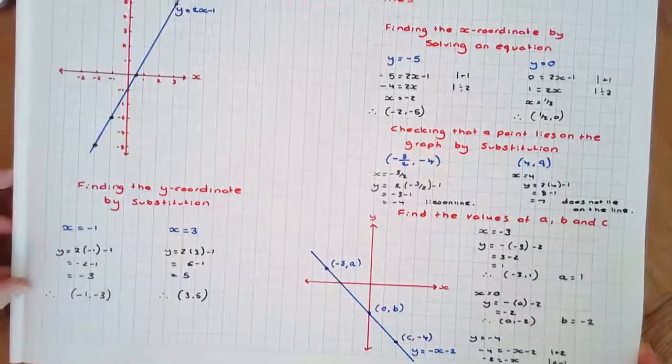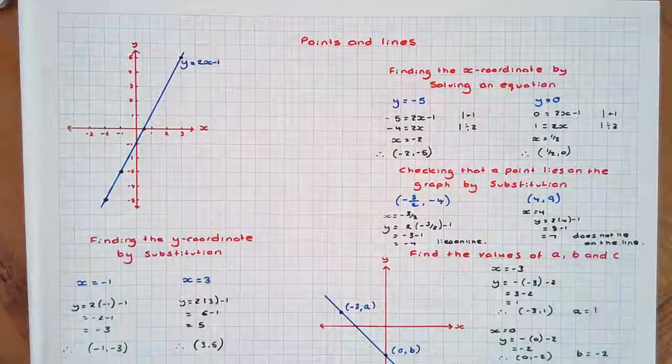And that was just finding the y coordinate and the x coordinate given another point. Points and lines on a straight line.